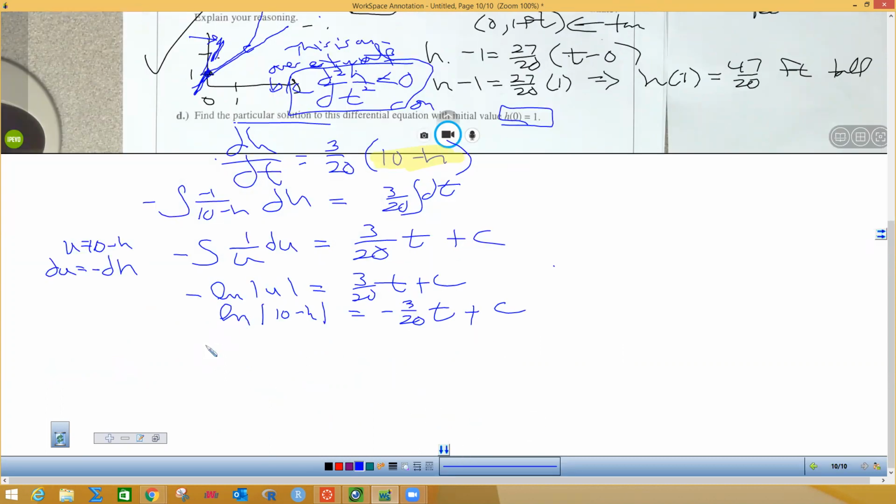Now I have to get rid of the natural log, so I'm going to put e on this side and e on this side. So over here, 10 minus h is going to equal, again, this is times e to that c, so this is a brand new c that I'm going to put in front.